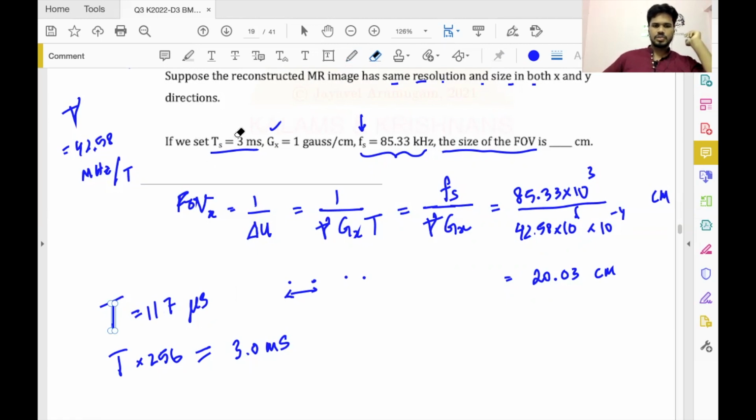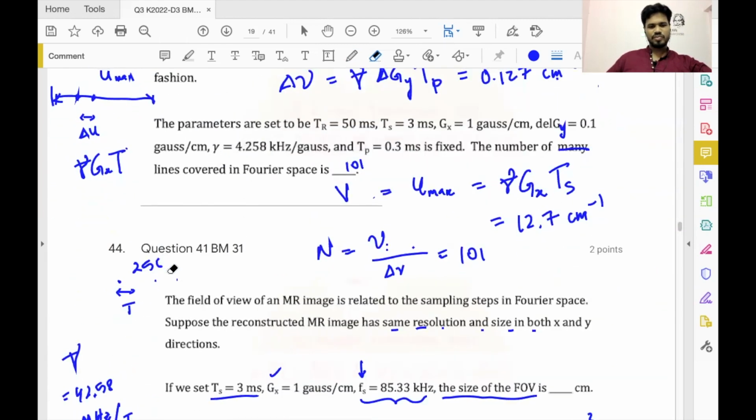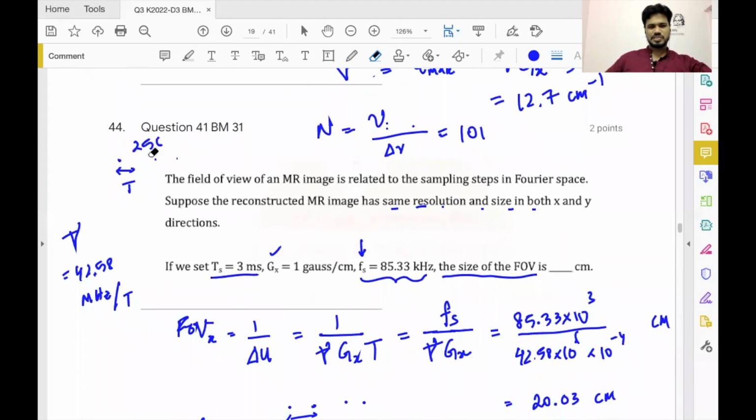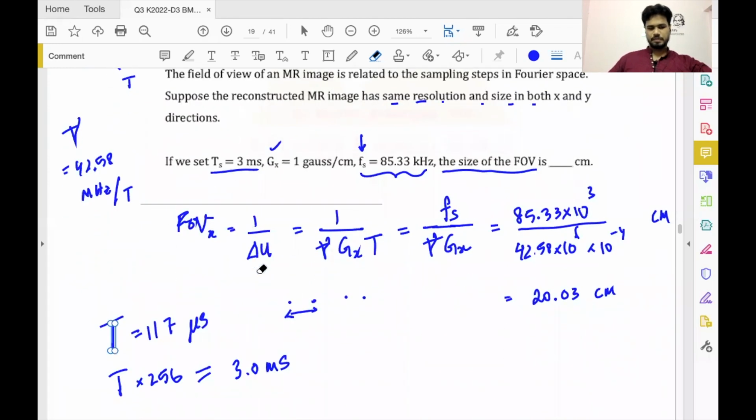So at least for this question, if we know 256, this is redundant, but because 256 is not given in this question, TS is given separately, but here we don't need that. Fine, things are clear, right? At least what is what, where to use for.